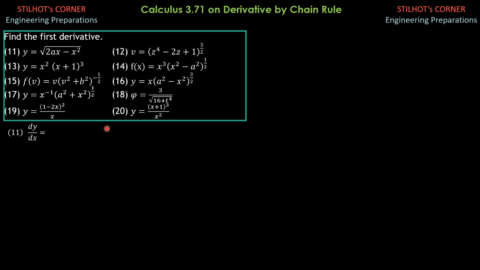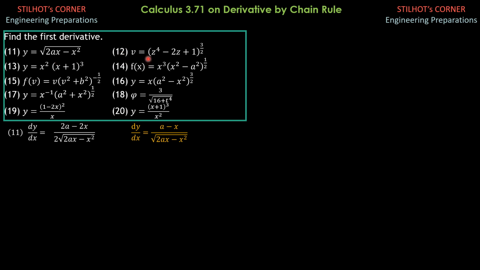So dy/dx is, in the numerator, the derivative of u with respect to x, 2a minus 2x, all over 2 times the square root of 2ax minus x squared. In the numerator, 2 is common, so we can cancel out 2. So the final answer dy/dx is a minus x over the square root of 2ax minus x squared. So that's for number 1.